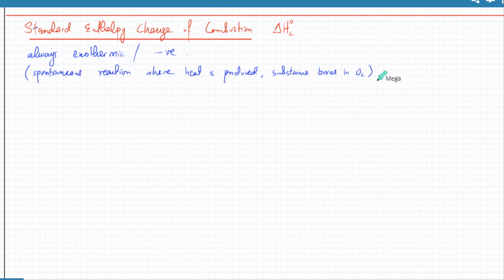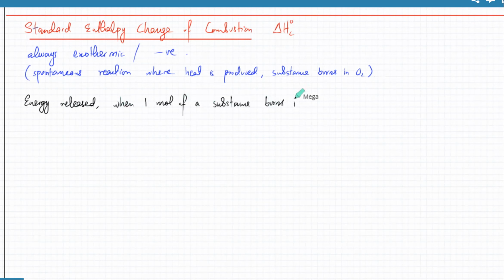So I'm going to write the definition now, which is the proper definition, because they're going to ask you for this. So it's the energy released always, and it's specifically for 1 mole of a substance, when 1 mole of a substance burns in excess oxygen.